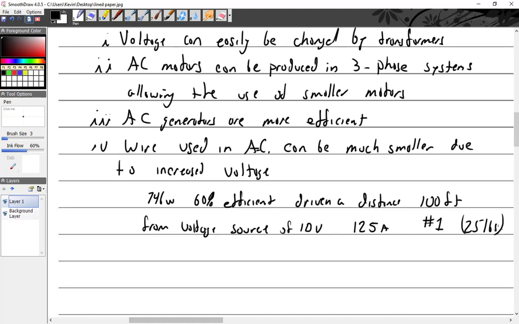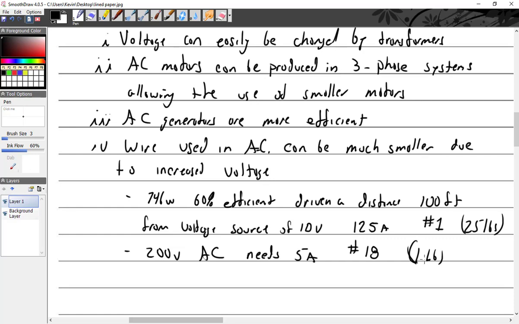Do the same thing with a 200 volt AC system. So 200 volt AC, same thing, needs 5 amps, which uses a number 18 wire, which is very small, and that weighs 1 pound. So just save 24. Yeah.